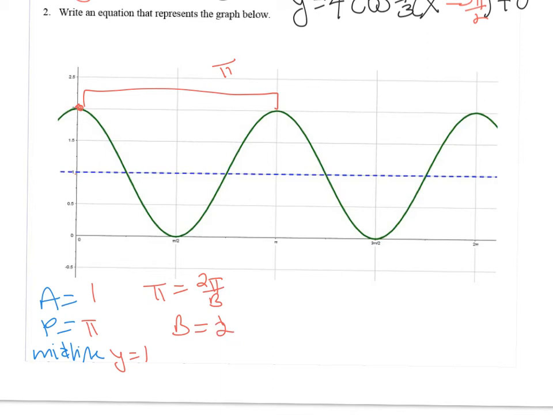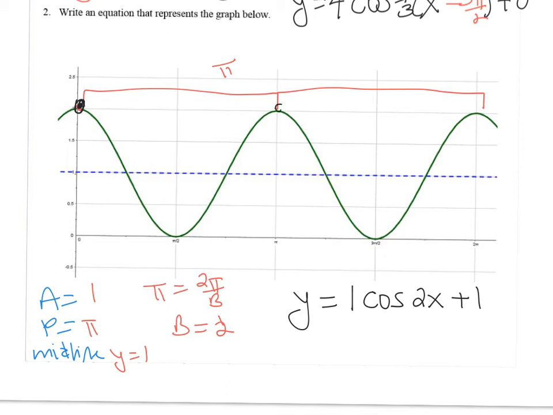And you can see we get 2 periods in the space of 1. So my b value is 2. Now to write my equations, I notice that this graph starts at a maximum. So that's going to be a cosine function, not shifted left or right.